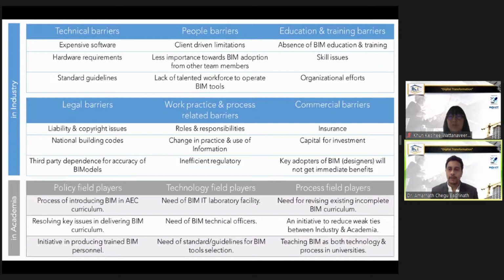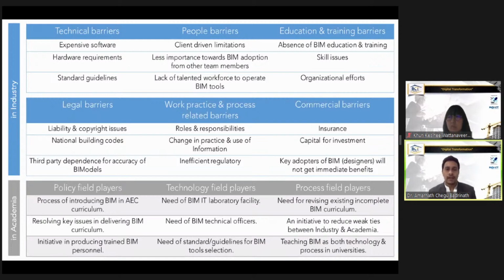Key adopters of BIM, which are the design teams, will not get immediate benefits from that effort. As you know, the efforts are greater in the design phase and become lesser as you go from construction to operation, but the benefits are totally reversed. The operation teams get the most benefits, then the construction team, and then the design team. There should be some proper aligning of this. Maybe IPD can help with that.